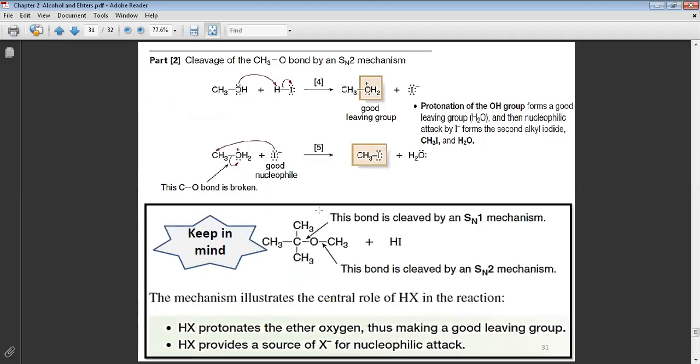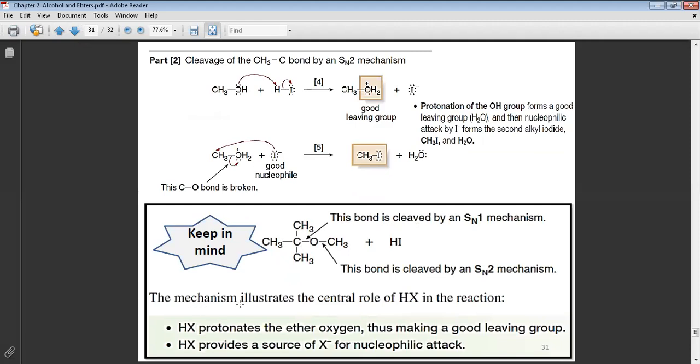I will give you this note. Keep in mind, this bond will be cleaved by what? This bond? By SN1. Why? Because it's crowded, a steric effect. And this one will be by SN2. Why? Because here there is no steric effect, it is open. Okay, I think it is clear.